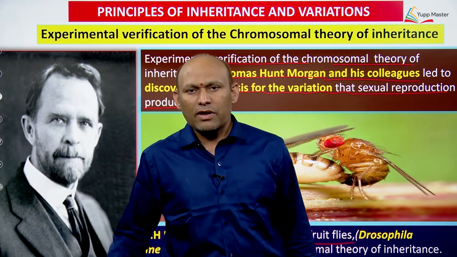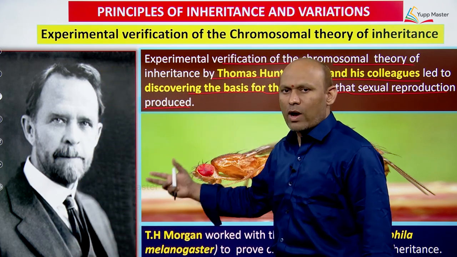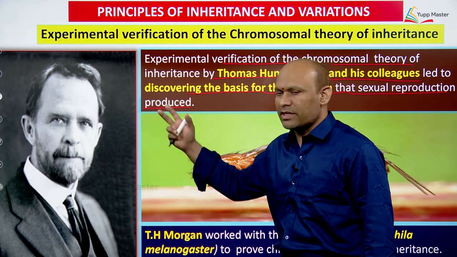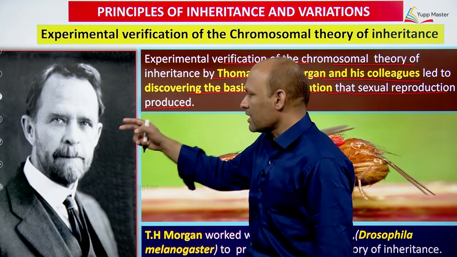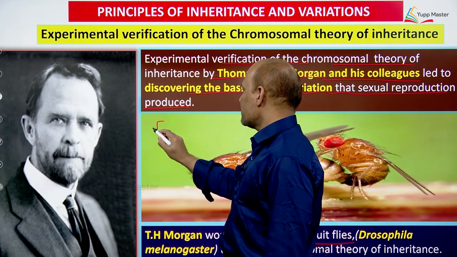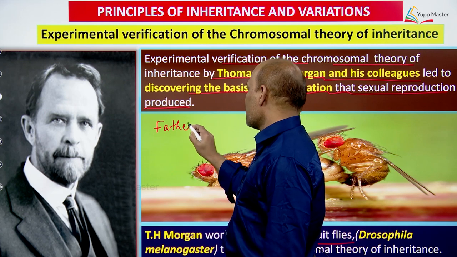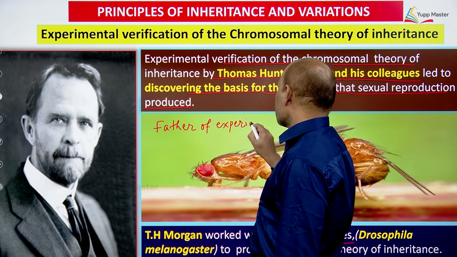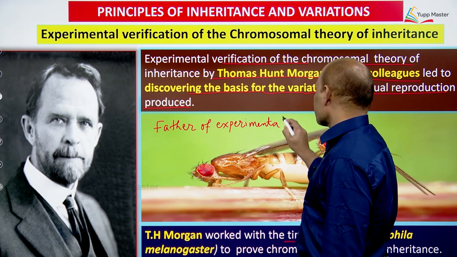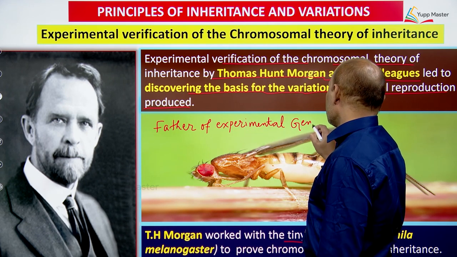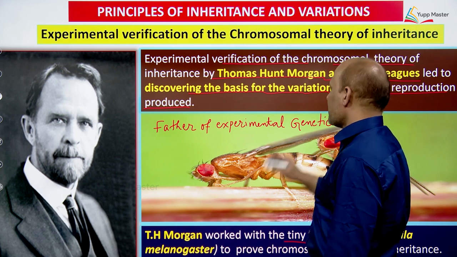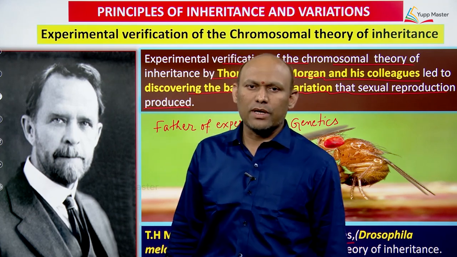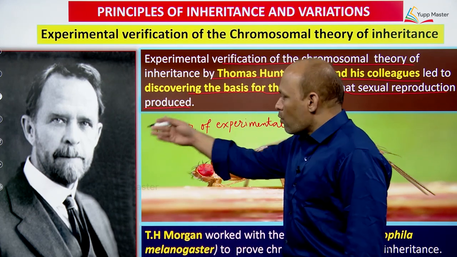So this is the experimental verification in brief. Who performed the experimental verification of the chromosomal theory of inheritance? T.H. Morgan, dear students. And he is considered as what? Come on, make it fast. Father of experimental genetics, dear students. So who is the father of experimental genetics? T.H. Morgan is considered the father of experimental genetics, dear students. Let us see why Morgan.